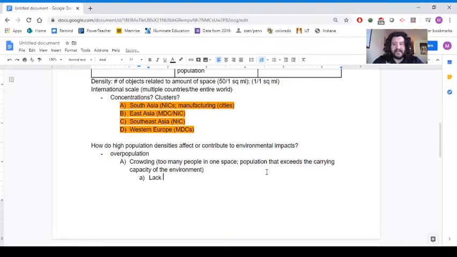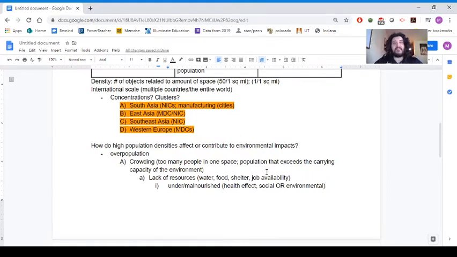And from then on, it may be, well, now there's a lack of resources, right? And those resources could be things like water, food, shelter, job availability. And these things lead to other things, right? It's all this kind of cascading sort of information flow that we have to think about. Now, from then on, well, okay, lack of resources, not enough water. Well, that could mean that people are under or malnourished, right? Which is a health effect of overpopulation. And health effects could be social because it affects people, or it could be environmental because those health effects aren't just going to affect the person themselves, the individual, but it's going to spread and it's going to affect people around these individuals too, right?